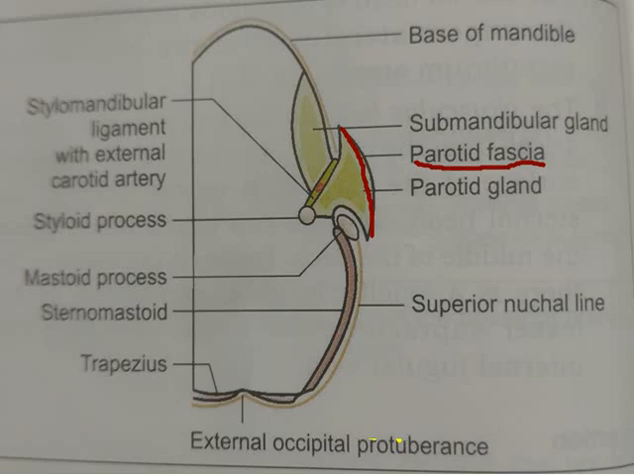It is not stretchable. That's why if there is some swelling in the parotid gland, that swelling is not able to occupy the space due to this parotid fascia, and that's why the swelling becomes painful. The parotid swellings are painful due to the unyielding nature of the parotid fascia.